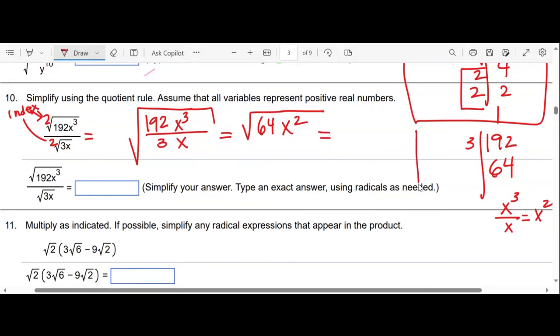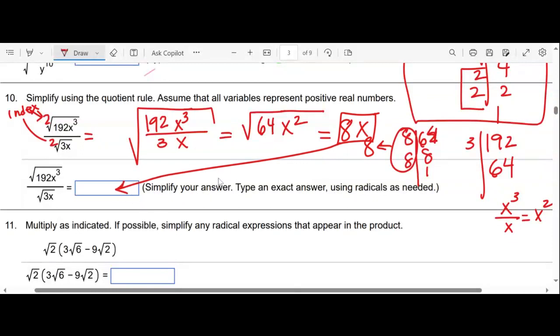Now, 64. Can I take 64 outside? Divide by what? By 8. So this goes outside, becomes 8. So your answer is 8. X to the power of 2, square root of x to the power of 2, how much? X. So your final answer is what? 8x. Where do you put this? In the box. Is this clear? Okay.